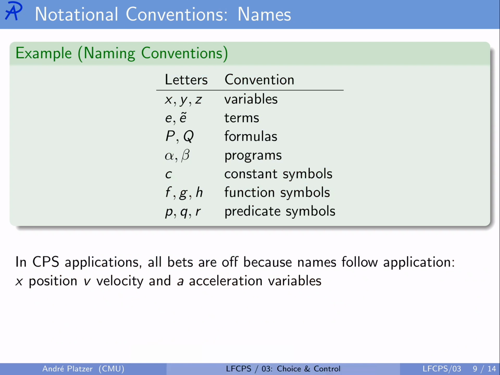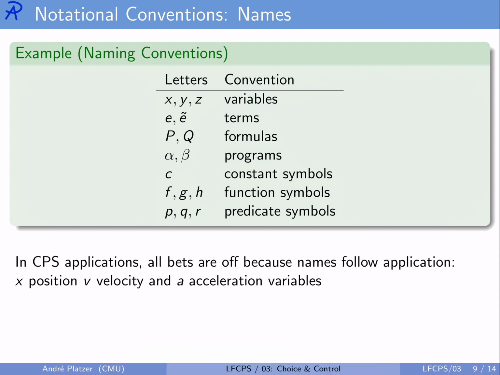Now let's just take a moment to review some of the usual naming conventions you will find, just to make sure you're not misreading things. X, Y, Z are usually used for variables. E tilde are usually used for terms. P and Q are usually used for formulas. Alpha, beta are usually used for programs. C is usually used as a constant symbol. F, G, H are usually used as function symbols. And P, Q, R are usually used as predicate symbols. The last you will actually not find a whole lot yet, but we will eventually make use of them.